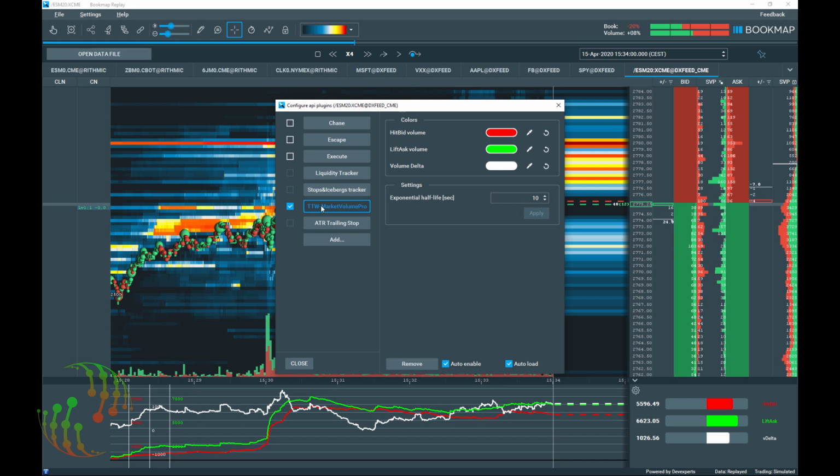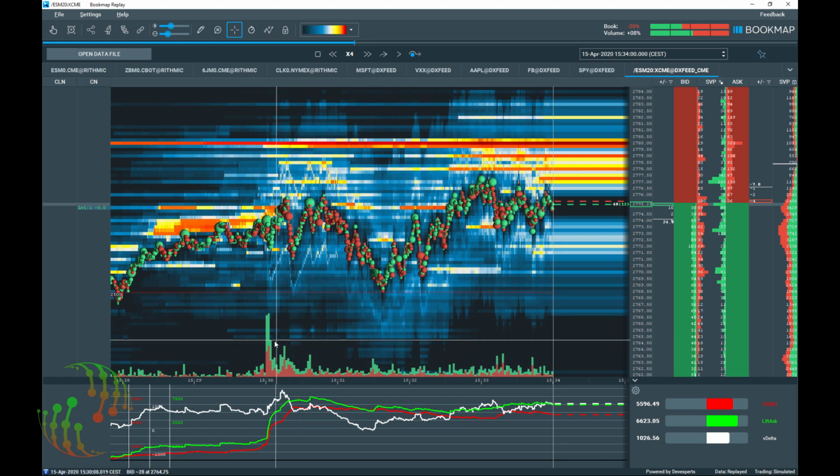Remember to restart Bookmap in order to allow the indicator to connect to Bookmap's license server. After restarting, simply activate it and it will load the historical data from the start of Bookmap, and that's it. It's quite a simple and straightforward installation process.